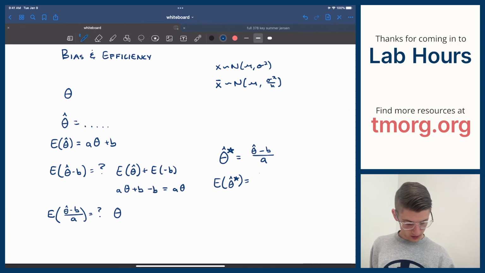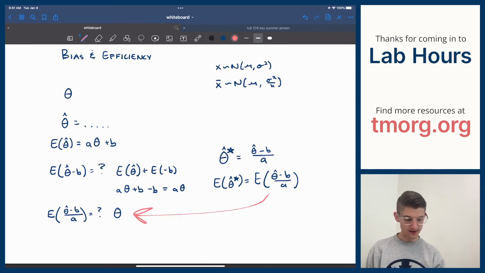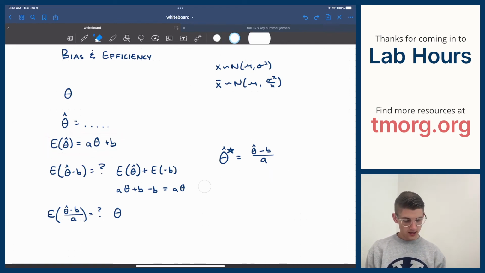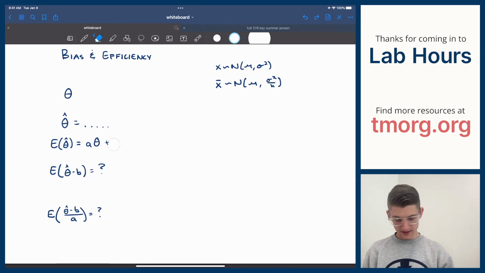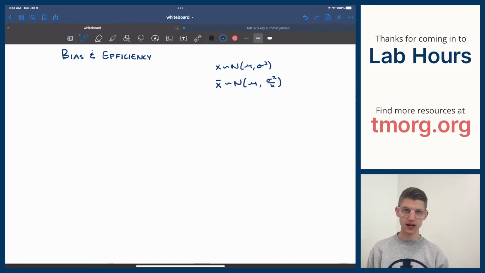Would be equal to the expected value of theta hat minus b over a, and because we would be taking that expected value in terms of theta, b and a would be treated as constants, and just like we've shown down here, it would turn into theta, so long as this is still true. So we've shown you what bias of an estimator is, and that will sort of cover how you can correct it if you see it. So be on the lookout for that.